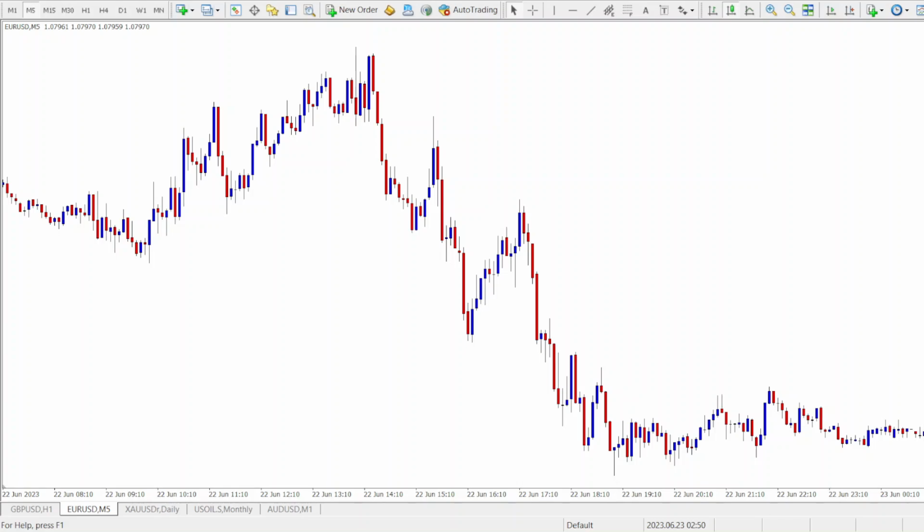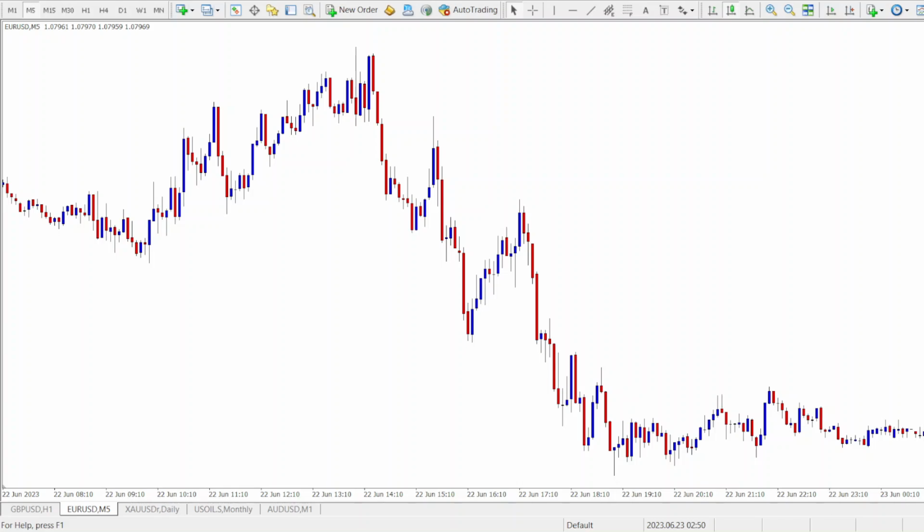First things first, what exactly is MACD? So the MACD is short for Moving Average Convergence Divergence. It is a powerful momentum indicator that helps traders identify potential trend reversals and continuations.